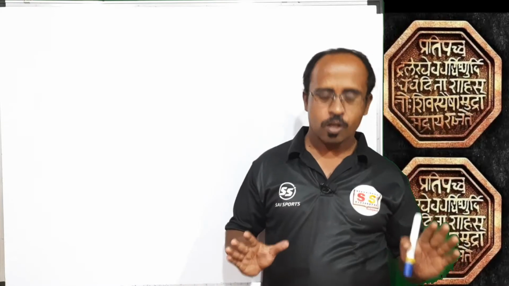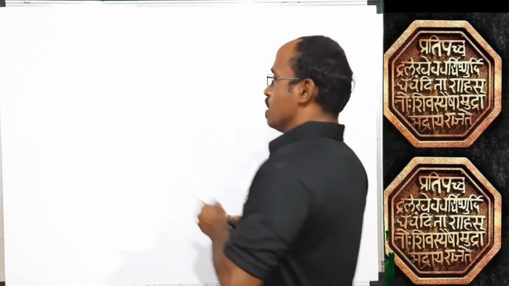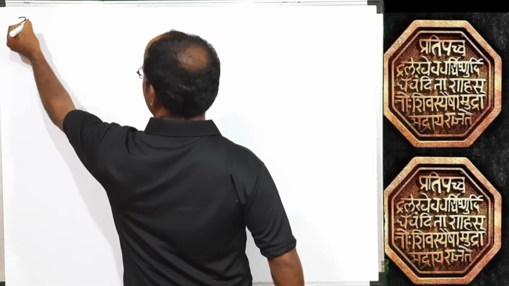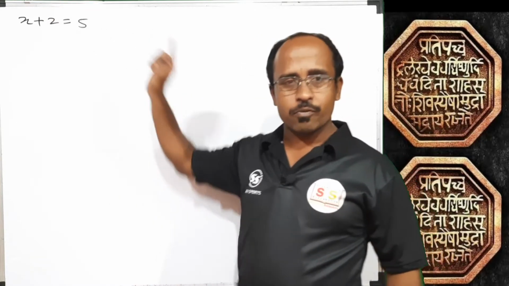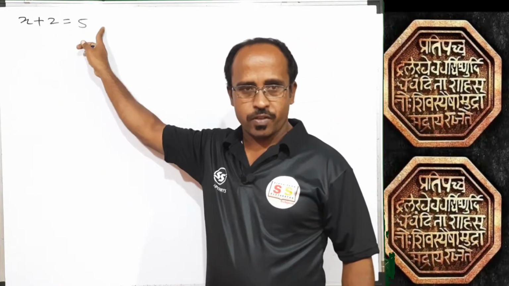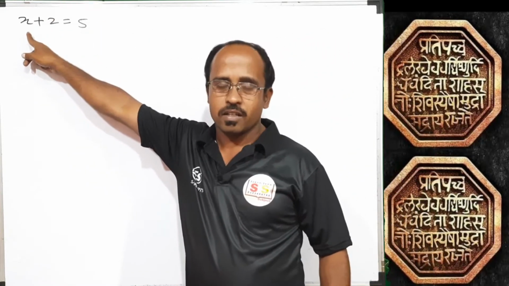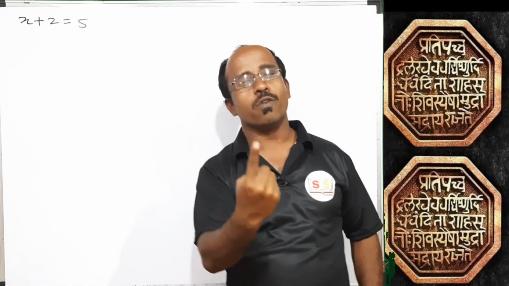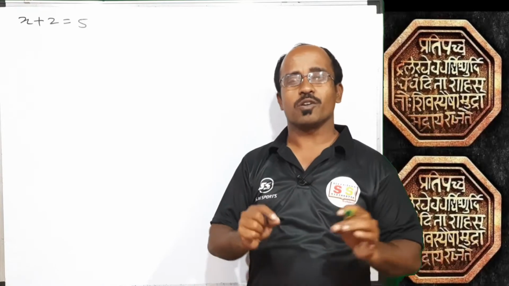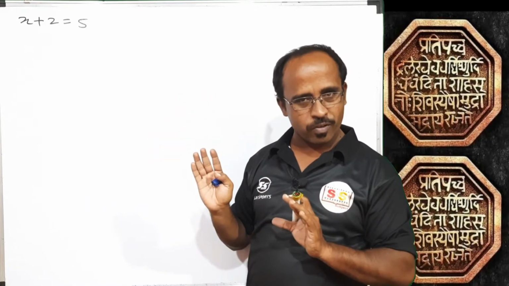Friends, in this video we are going to see how to solve equations in one variable. Before solving, let us see what is meant by equations in one variable. Suppose an equation is written like this: x plus 2 is equal to 5. In this equation, 2 is a number, 5 is a number, and x is a letter which we call a variable. And how many variables are there? One variable. Such problems are called equations in one variable.